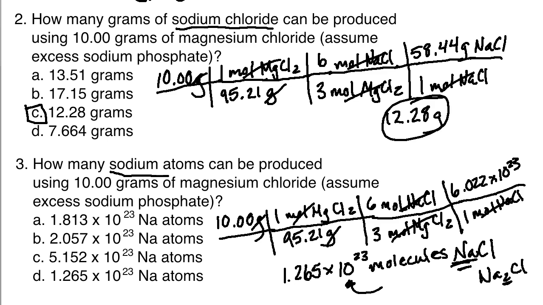But if that was the case, then you would need to multiply this value times 2, because there would be 2 sodium atoms in every 1 molecule of NaCl. So just keep that in mind. Again, this is not a proper compound, but keep that in mind for if you come across something like that, you need to keep track of those atoms. So the correct answer is D. We would have 1.265 times 10 to the 23rd.